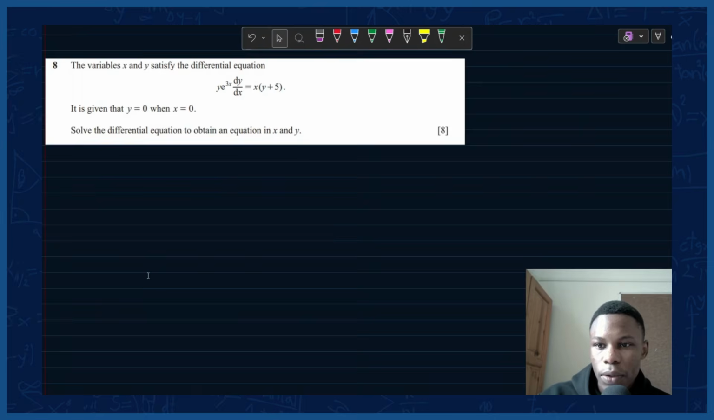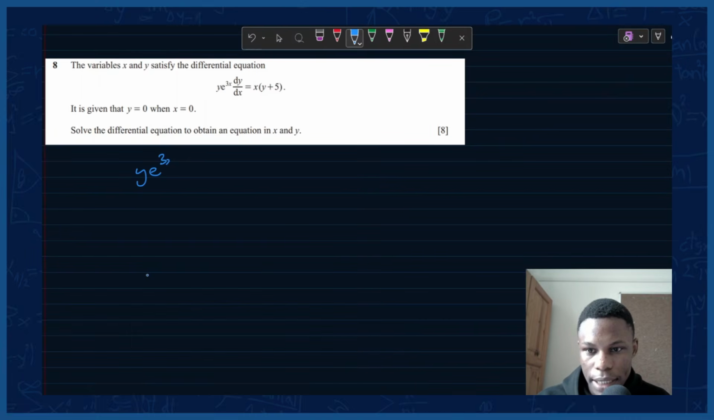That's the final answer. Question number 8. The variables x and y satisfy the differential equation y e to the 3x dy dx is equal to x times y plus 5. It is given that y is equal to 0 when x is equal to 0. Solve the differential equation to obtain an equation in x and y. Okay. So we have y e to the 3x times dy dx. And this is equal to x times y plus 5.